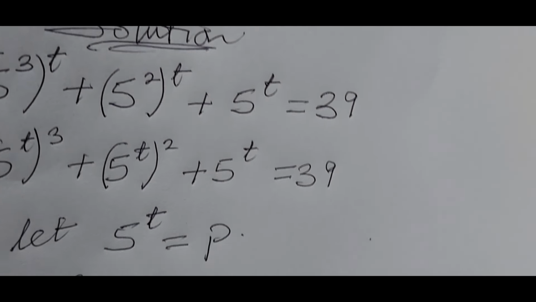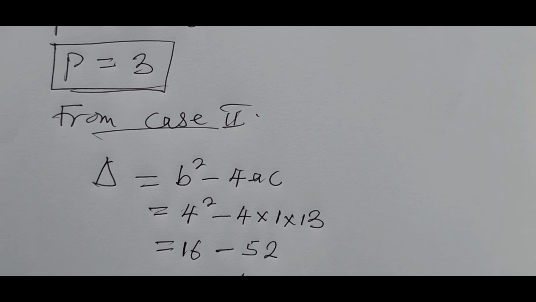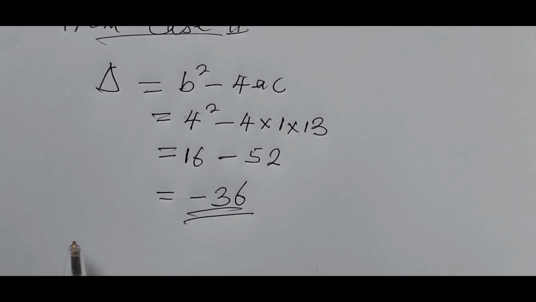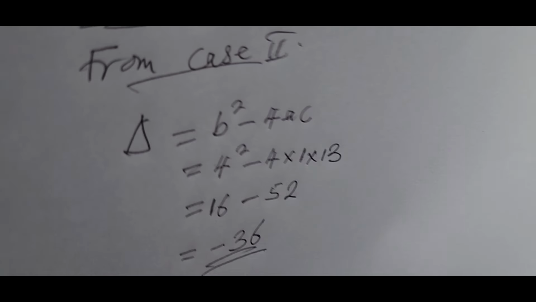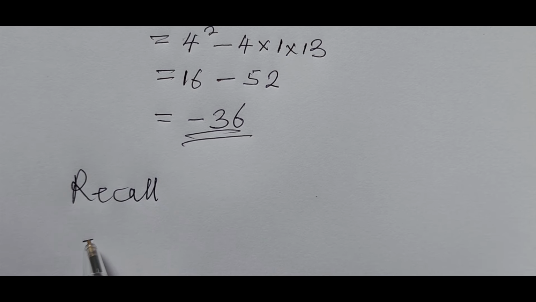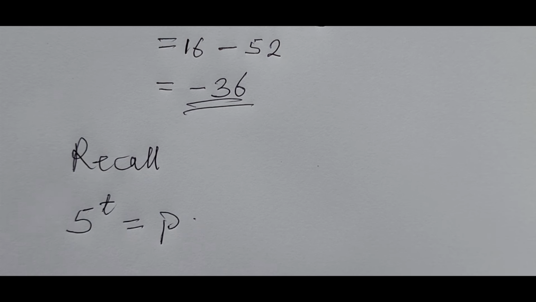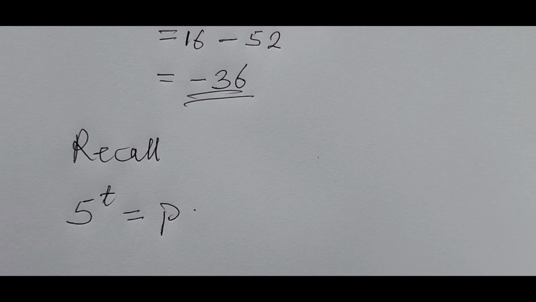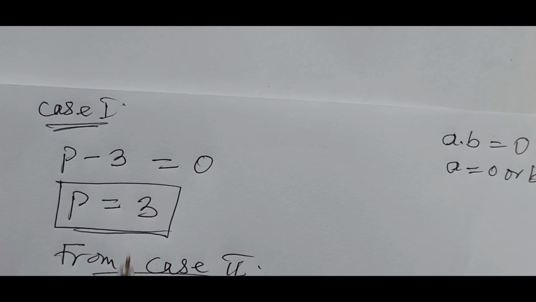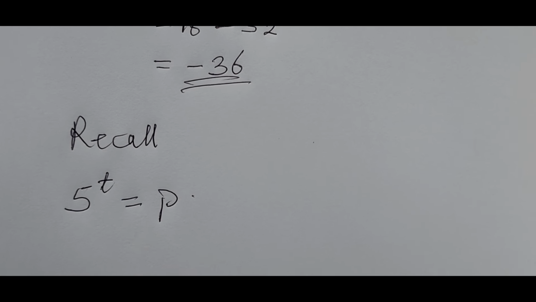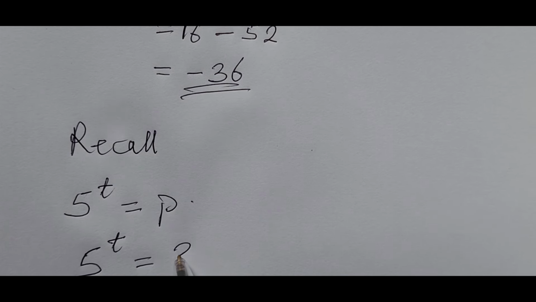So we'll recall where we said let 5 to the power of t be equal to p. So we now come here and say recall that we said that 5 to the power of t is equal to p. So what we do now is put in the value of p. The value of p we solved for is 3 here. So we put in that value. This is going to give us 5 to the power of t is equal to 3.